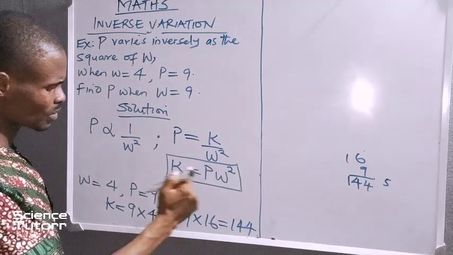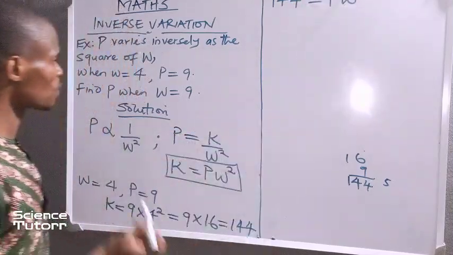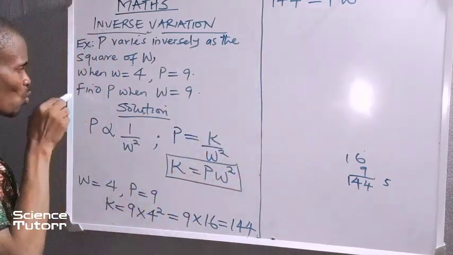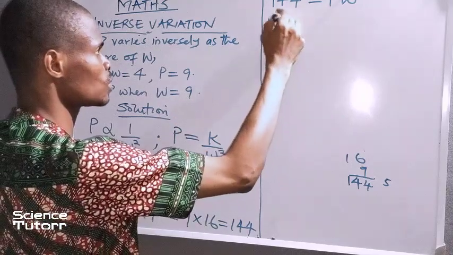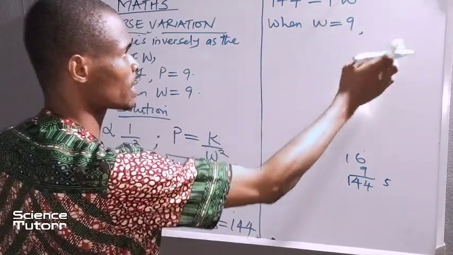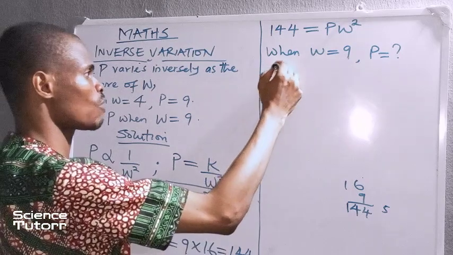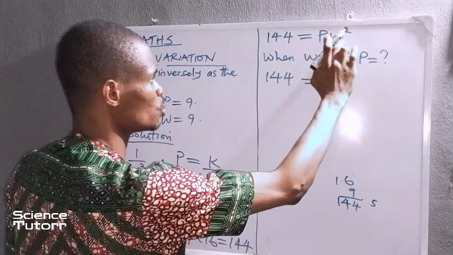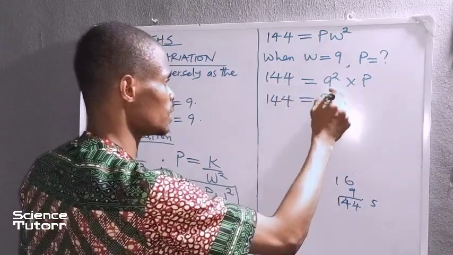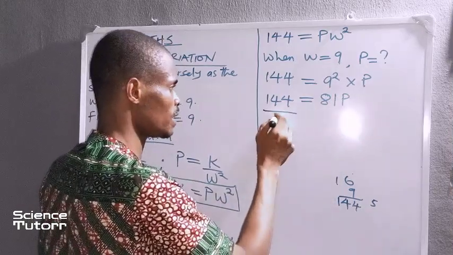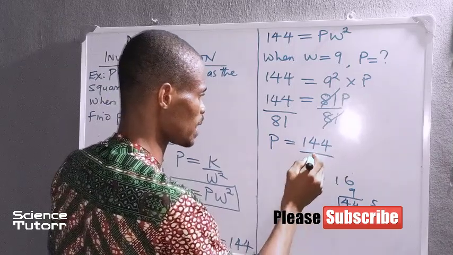We can go ahead to substitute the value of K. So it means 144 is equal to PW squared. That is for the second sentence. The value of K as 144 helps us move to the third sentence. It says we should find P when W equals 9. Remember K is 144, so P will be the unknown, which is what we are looking for. So we have 144 equal to P, unknown, times W squared, where W is 9, so 9 squared times P. So 144 is equal to 81P. So divide both sides by 81, so P is equal to 144 divided by 81.